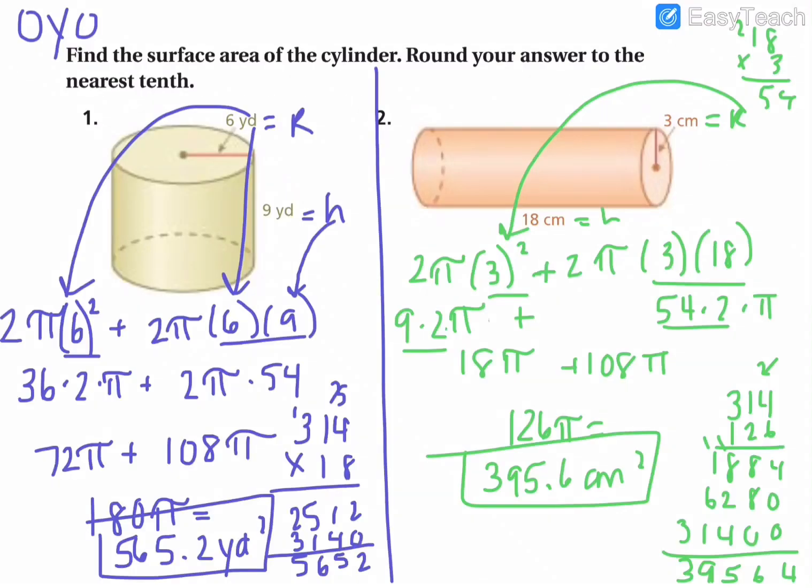Okay, so for the first one, your radius is 6, your height is 9. You're going to plug them in, simplify, multiply, and you should end up with 565 and 2 tenths yards squared. Second one, your radius is 3, your height, or your length, right? That looks like an L, but it's an H. Your height is 18. Simplify, and then multiply, and you get 395 and 6 tenths centimeters squared.